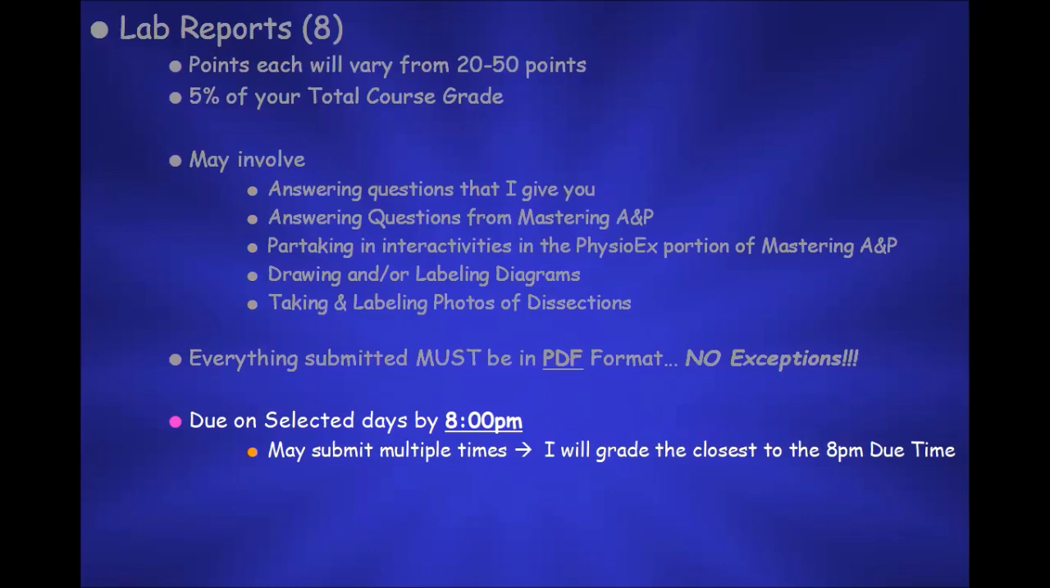They're going to be due on selected days, always at 8 p.m. Okay, by the way, all these times are Eastern Standard Time. So if you go and visit your grandmother in California, we're going by Eastern Standard Time. You may submit these as many times as you want. You might send it on day 2 when you have 5 days for it, and you forgot to put something on there, so you could do a third submission, a fourth submission. What I'm going to grade is the last submission that's closest to the 8 p.m. due time. So do it as many times as you want. I'm just going to grade the last submission before 8 p.m. of the due date.